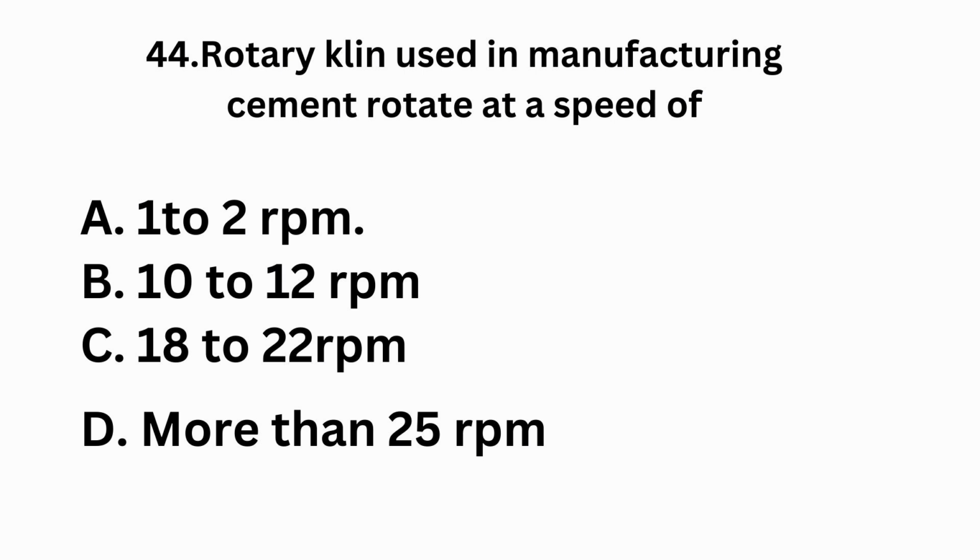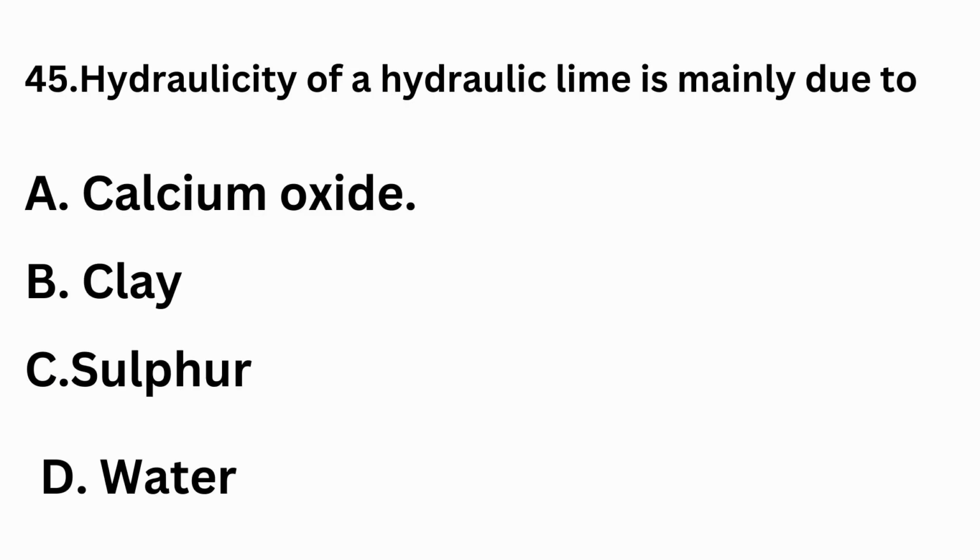44. A rotary kiln used in manufacturing cement rotates at a speed of A. 1 to 2 rpm. 45. Hydraulicity of a hydraulic lime is mainly due to the presence of clay in it. Hydraulic lime is produced by burning limestone containing clay and other impurities at a temperature of 1200 to 1300 degrees C. During the burning process, the limestone decomposes to form calcium oxide and carbon dioxide.